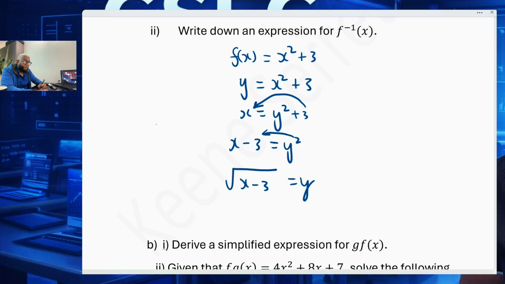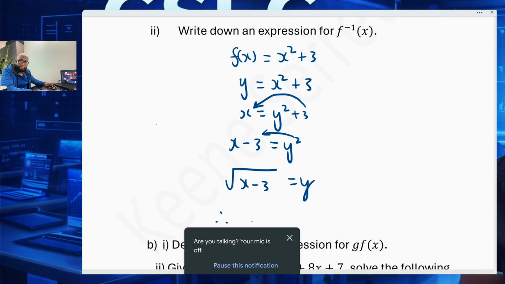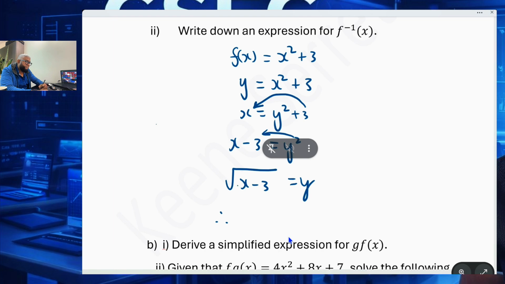So last step here would be therefore f negative 1 of x is equal to what we just found, which is the square root of x minus 3. Alright, next question.